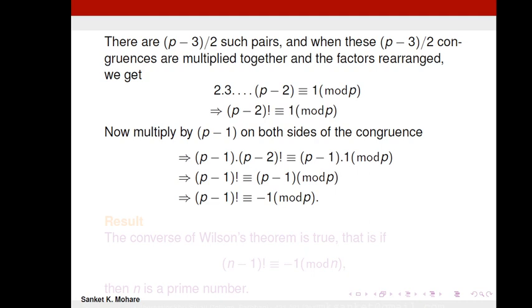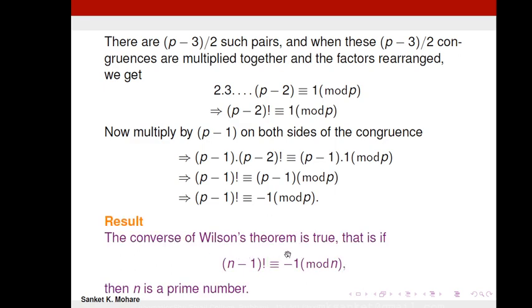Now this proof was done by Lagrange. He also observed that the converse of Wilson's theorem holds. So the converse of Wilson's theorem is true, that is, if n minus 1 factorial is congruent to minus 1 modulo n, then n must be a prime number. So when this happens, then n must be a prime number.